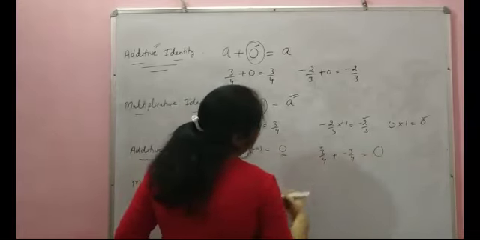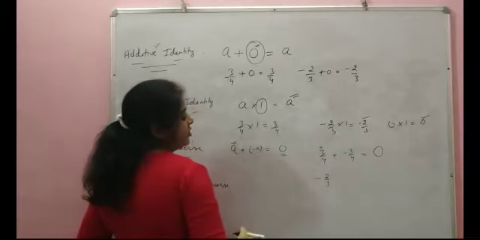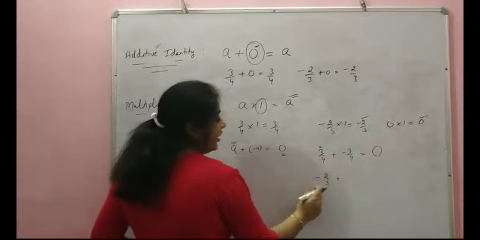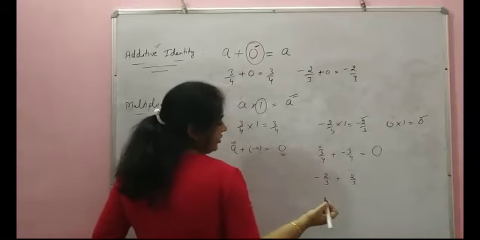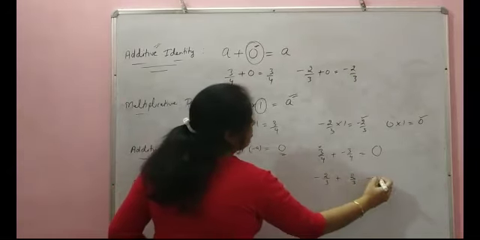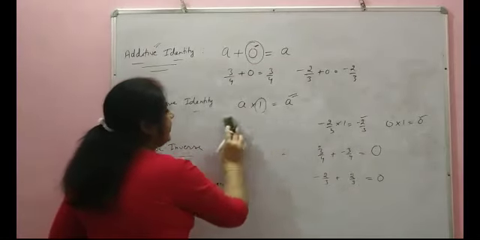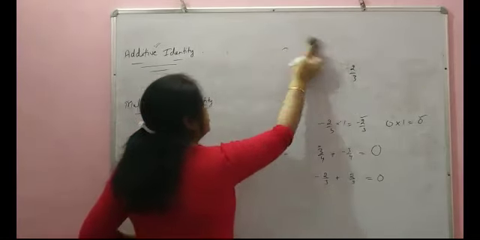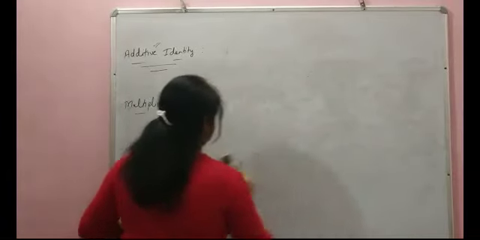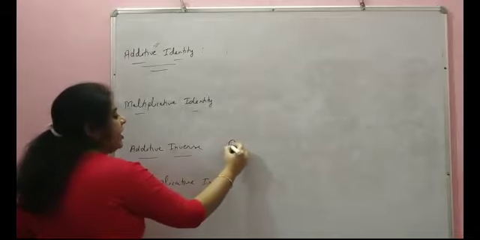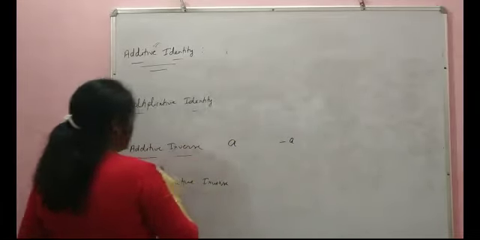Just suppose we have 2 by 3, a negative rational number. If we add the negative of this rational number, that is positive 2 by 3, then when we add them, the answer will always be 0. So what is your additive inverse? Additive inverse means the negative of the rational number. So if A is a rational number, then minus A would be your additive inverse.